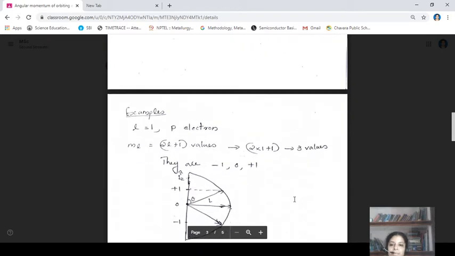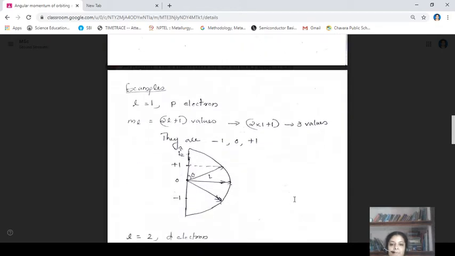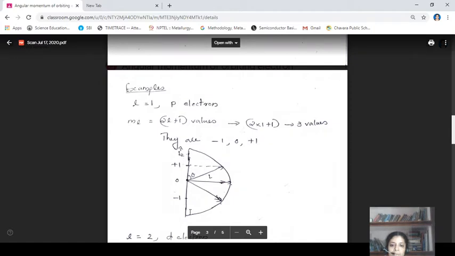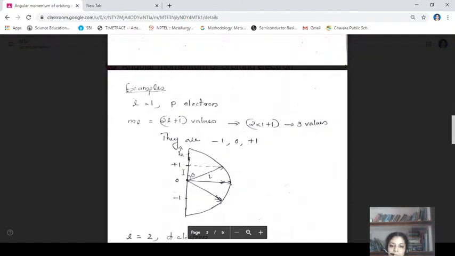For example, l = 1 stands for a p electron. ml can have 2l+1 values, that means 2 into 1 plus 1, 3 values are possible, ranging from minus l to plus l. That means minus 1, 0, plus 1 are the possible values, and that is shown in the figure. Here you can see plus 1, 0, minus 1, and this is the direction of L, and this is Lz. The angle between them is denoted as theta.